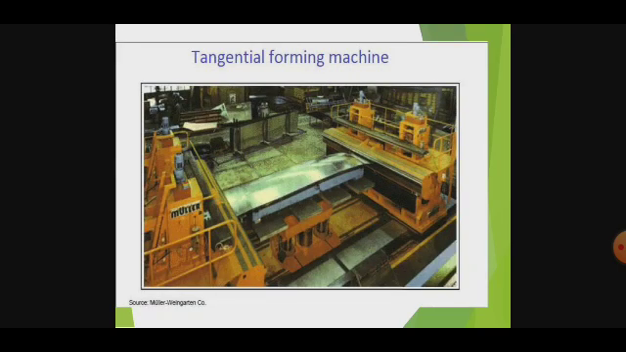So here's an actual image of an actual tangential forming machine. So we can see all the parts here. In the center part there is a sheet blank, and on either side there are gripping jaws facing opposite to each other, and on the lower side of the sheet blank there is a form block. So that's it. Thank you.